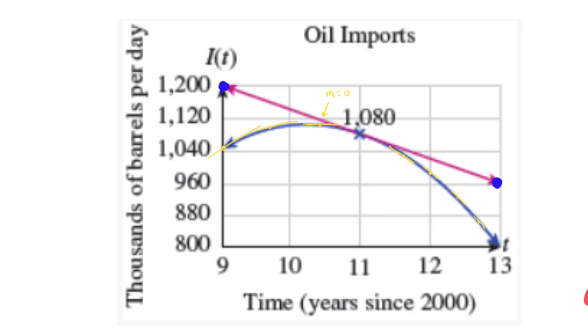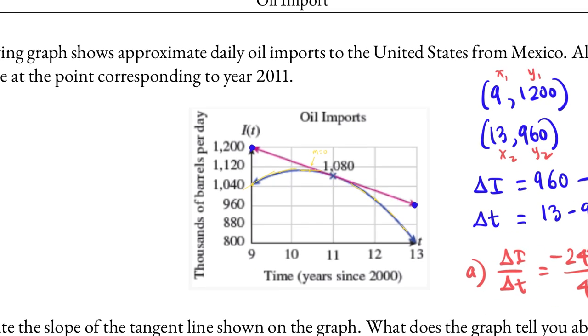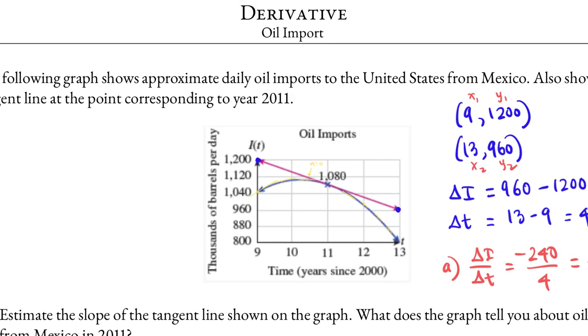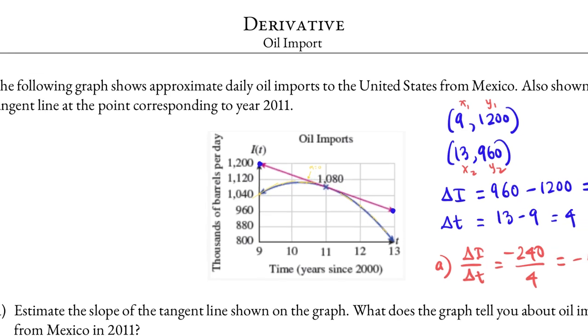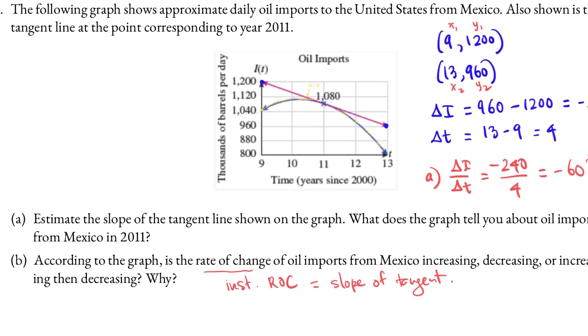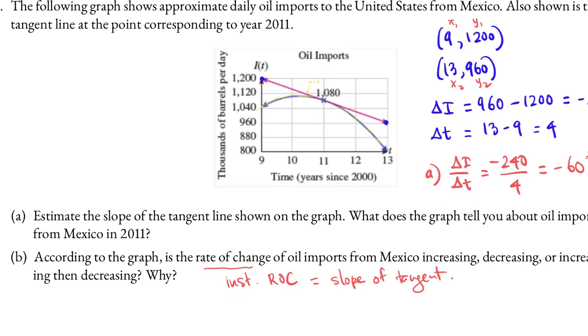Since the slopes of the tangent lines tell us the rate of change, and the slopes are getting smaller and smaller, this tells us that the rate of change of oil import is decreasing.